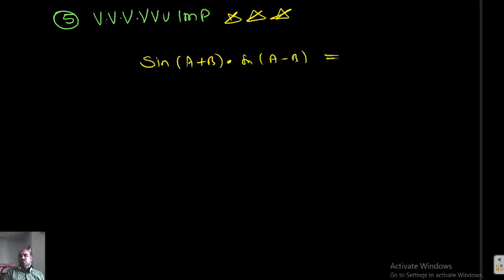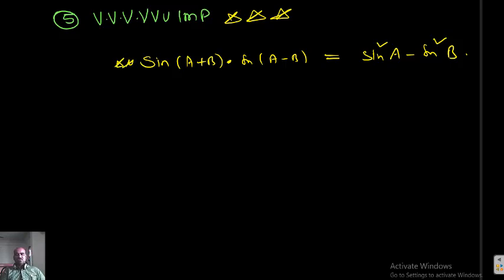Very, very important. What is that? Sin of A plus B into sin of A minus B equals sin square A minus sin square B. Students, trigonometry is based on several formulae. Trigonometry is a memory based chapter. You need to remember several results. This is one of the important results, students.